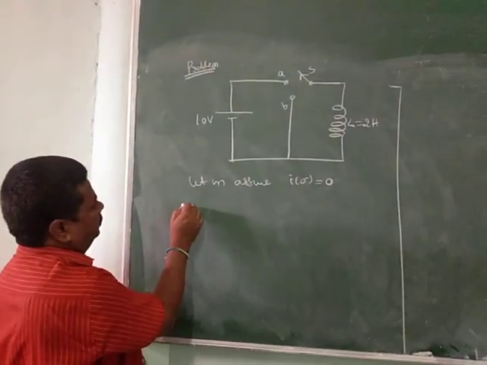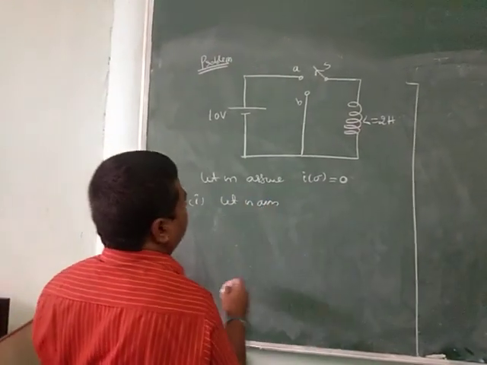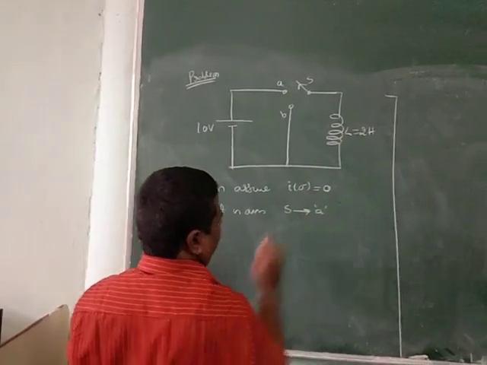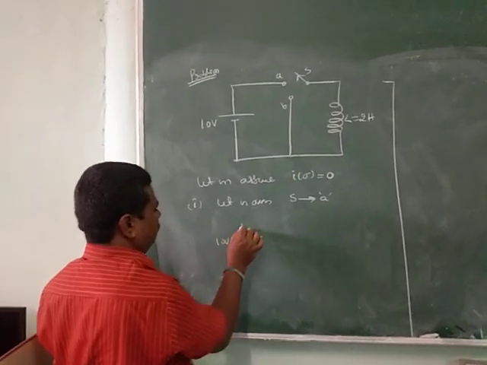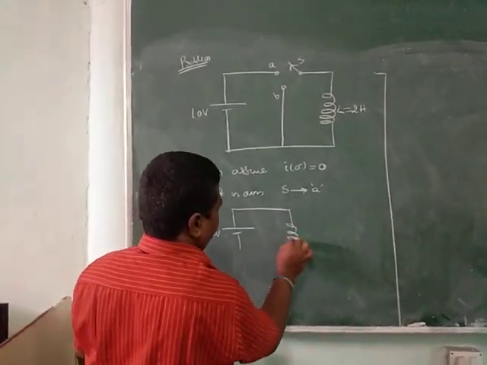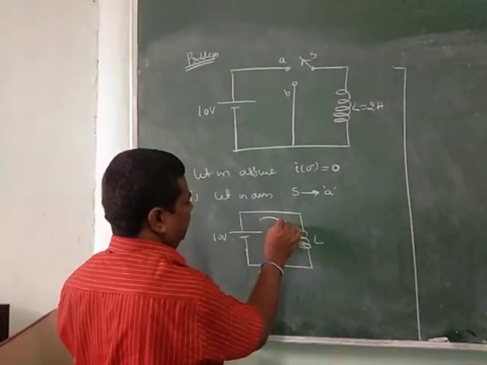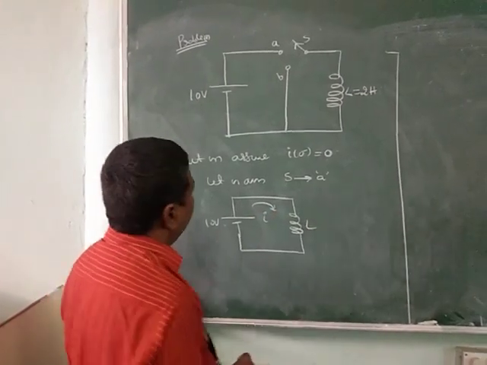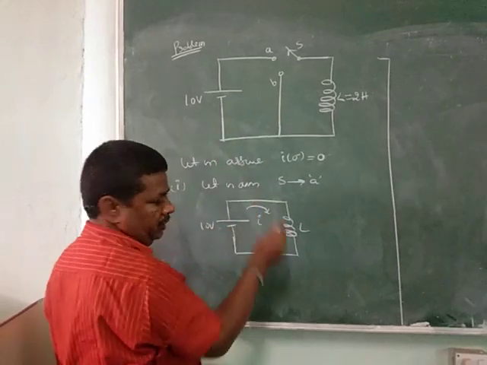Now let us assume case 1. Let us assume switch S is connected to point A. Now the equivalent circuit is: this is the 10 volt source, and this is the inductor. Now find the current flowing through the circuit.